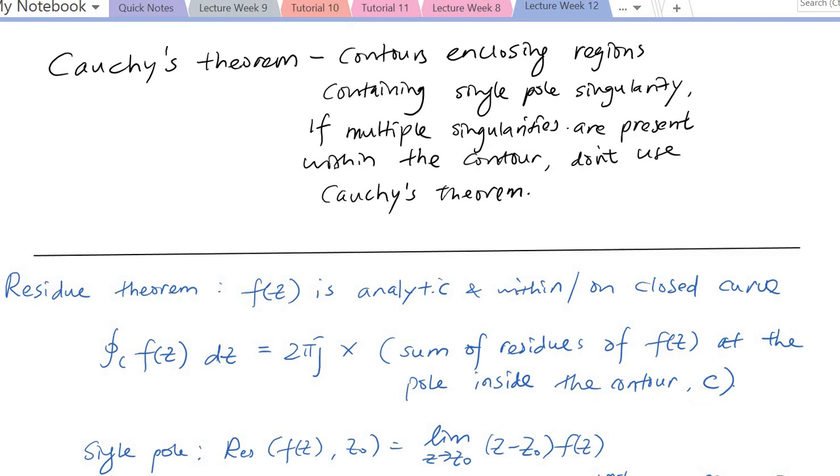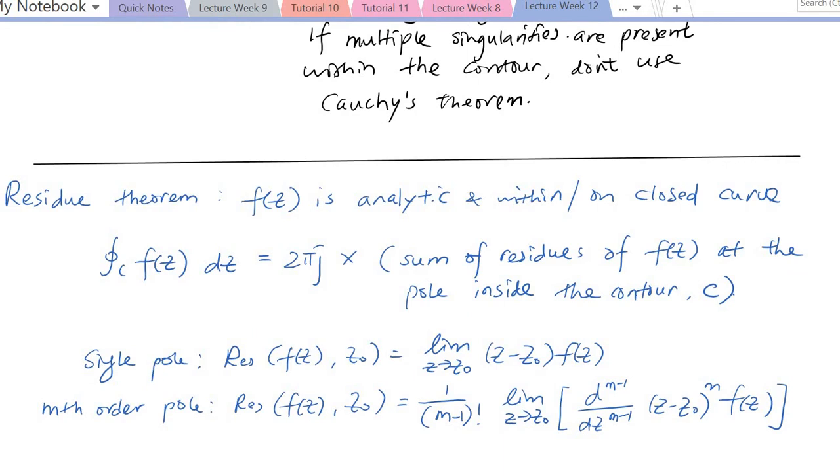Still, recall the way we calculate the residue for a single pole. The residue of f(z) at z0 is the limit as z approaches z0 of (z minus z0) multiplied by f(z). But for a pole of order m, we need 1 over (m minus 1) factorial, and then we take the limit as z approaches z0. You have to perform this first: you take the differentiation up to order m minus 1 of (z minus z0) to the power m multiplied by f(z).